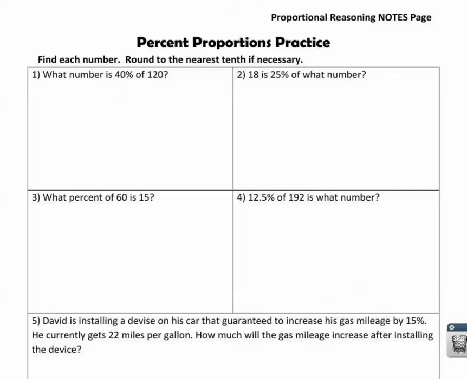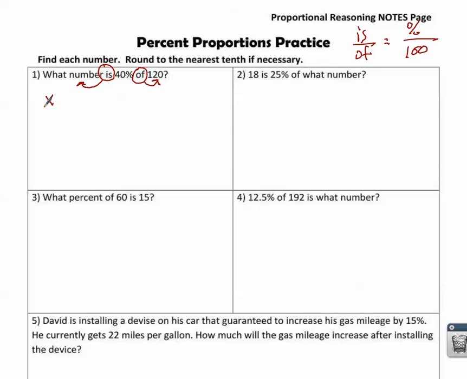Now let's talk about percent proportion. Something you need to remember for percent proportion is the phrase is over of equals percent over 100. It'll help you create your proportion each time. For example, what number is 40% of 120? Is goes with what number? Of is 120. You could also look at it as part over whole equals percent over 100.